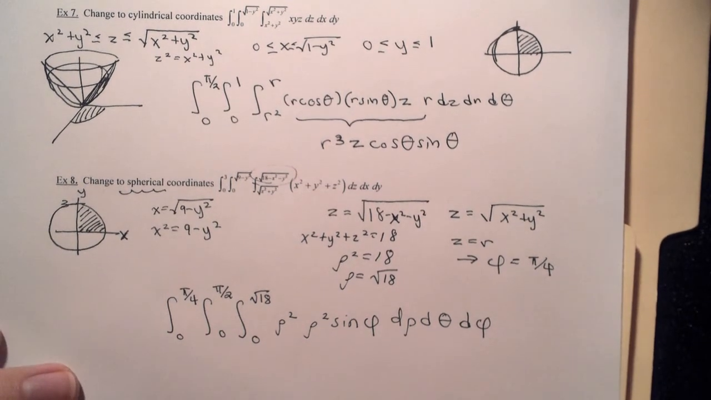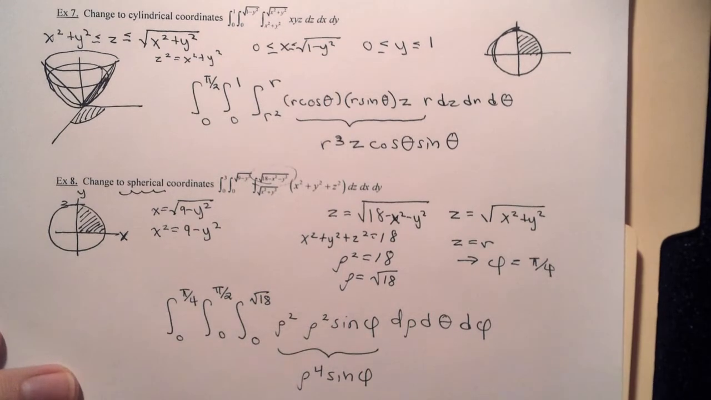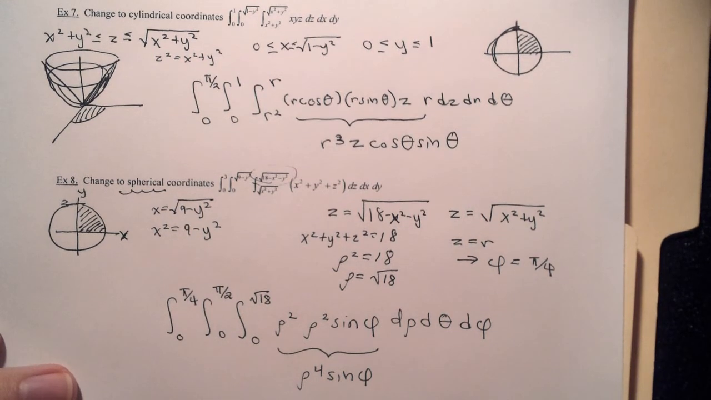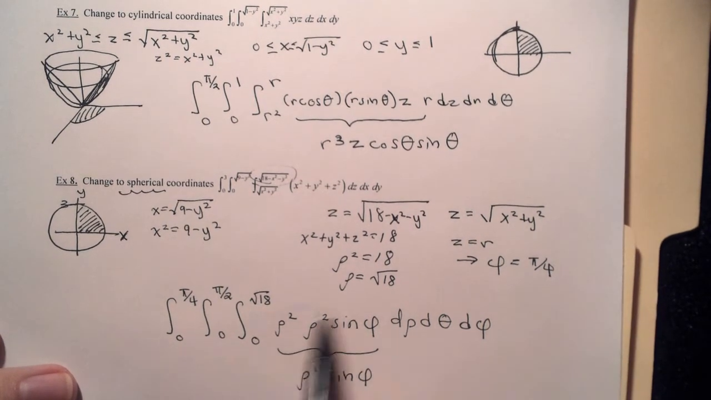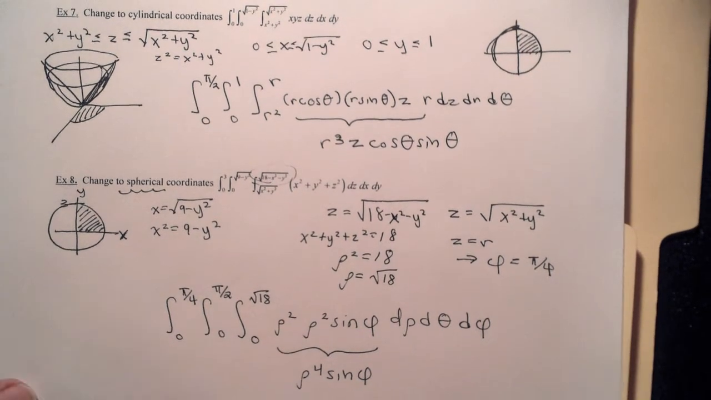So, I've converted it. Again, simpler, what you would probably see is rho to the 4th sine phi as your integrand. And you would have to understand that what you're actually integrating then, the integrand is rho squared, and this came from that conversion.